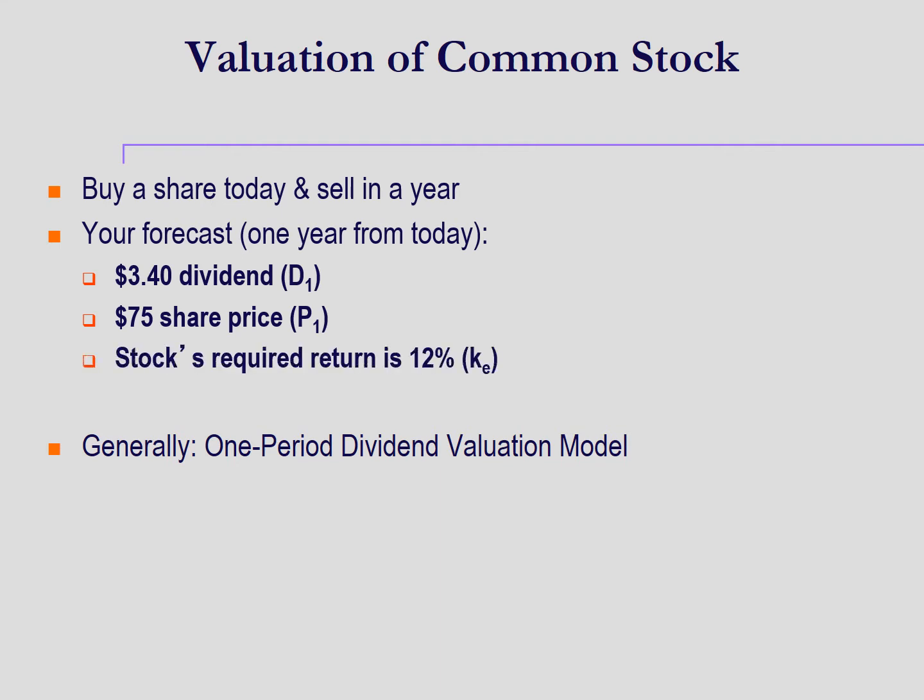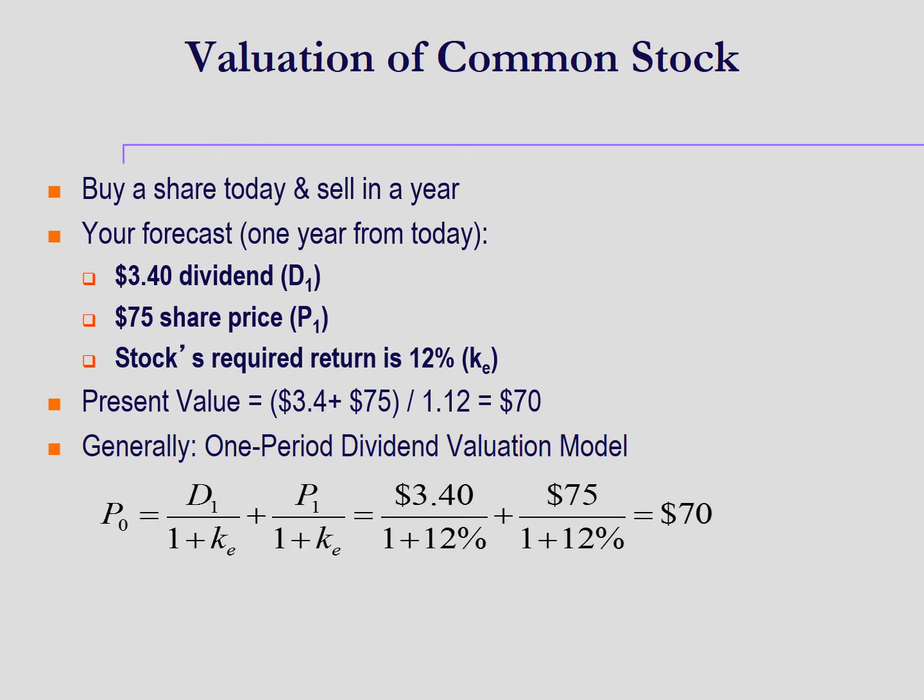Not surprisingly, the price of the share should be the present value of the expected cash flows. That is, we discount the dividend received 1 year later and the share price 1 year later at the appropriate discount rate, which is the required rate of return, equal to $3.40 divided by 1 plus 12% plus $75 divided by 1 plus 12%, equal to $70.